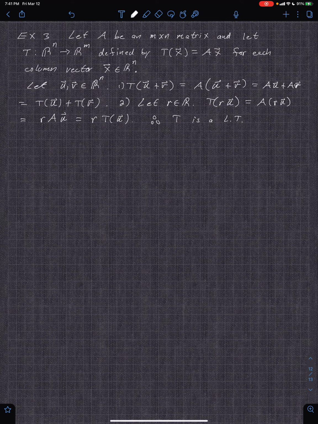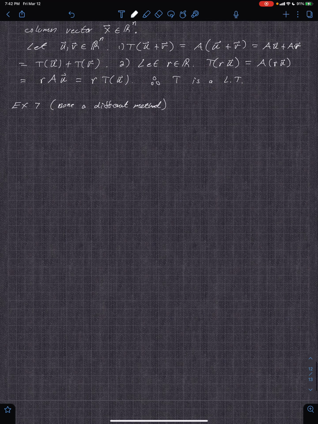So now, last thing I'm going to do in this, and we'll do a couple things on terminology, is we're going to go through example 7, but I'm going to do it a little different way than they did it in the book. So this is example 7, done a different method, a little bit. So this is what it says. This will take the rest of the time pretty much.